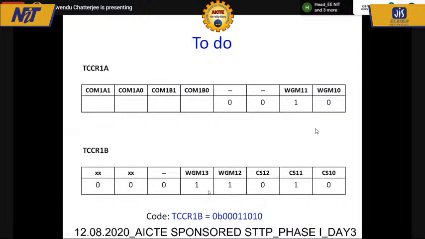As soon as you fill this, you will find this register is completed. See this binary code? So immediately the code is set: we will give TCCR1B equal to this value. So this part of the register has been completed. Now what is remaining? TCCR1A. We will come to that next.